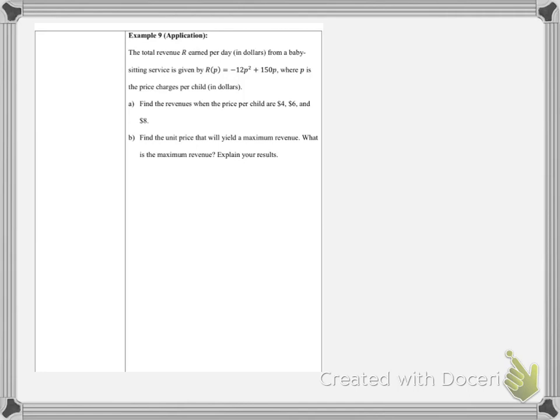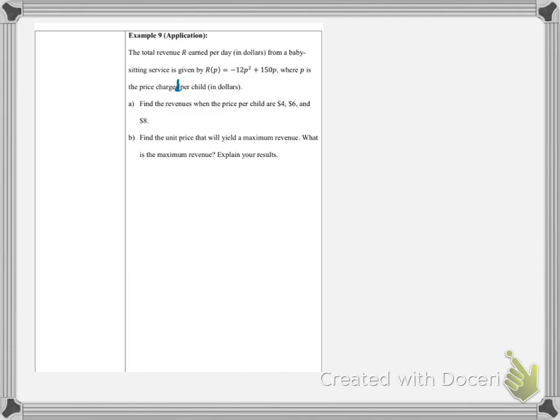And this is the application. So this is talking about revenue. So the total revenue earned per day in dollars from a babysitting service is given by this function here. R of P equals negative 12P squared plus 150P, where P is the price charged. It's charged per child, in dollars.